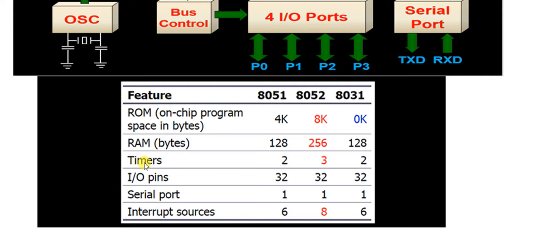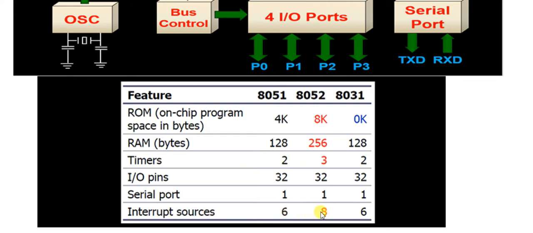You can see the timers available on chip, which is 2 in case of 8051, and 3 in case of 8052. The IO pins are the same for all versions because the package looks similar, with 40 pins. So 32 IO lines are there, and one serial port is available. Interrupt sources, that means the interrupts available on chip, are 6 in 8031, 6 in 8051, and 8 in 8052.